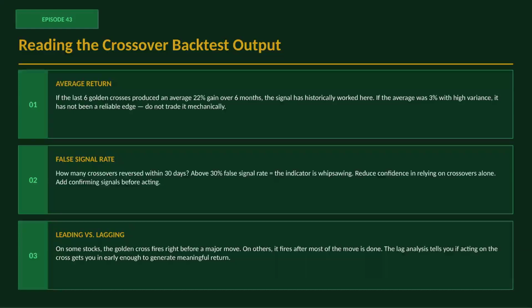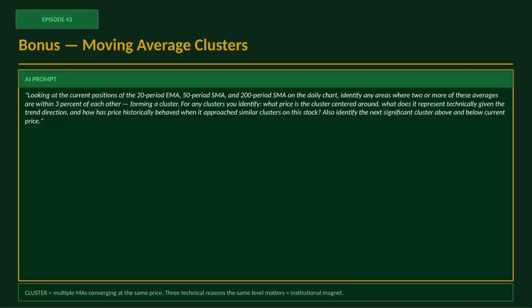The bonus move uses multiple moving averages simultaneously to identify the most significant price levels. When several moving averages converge at approximately the same price level, that cluster acts as a much stronger support or resistance zone than any single average alone. It represents the agreement of short, intermediate, and long-term trend participants about where the stock stands.